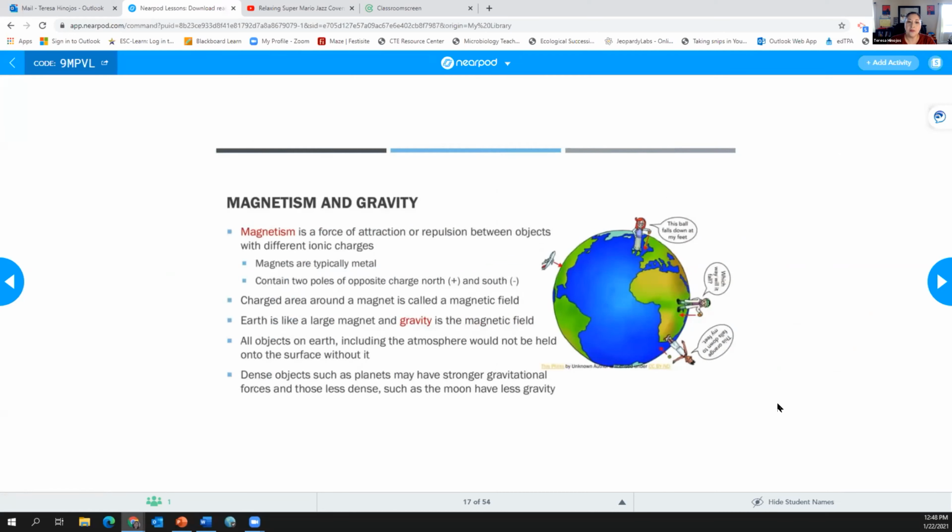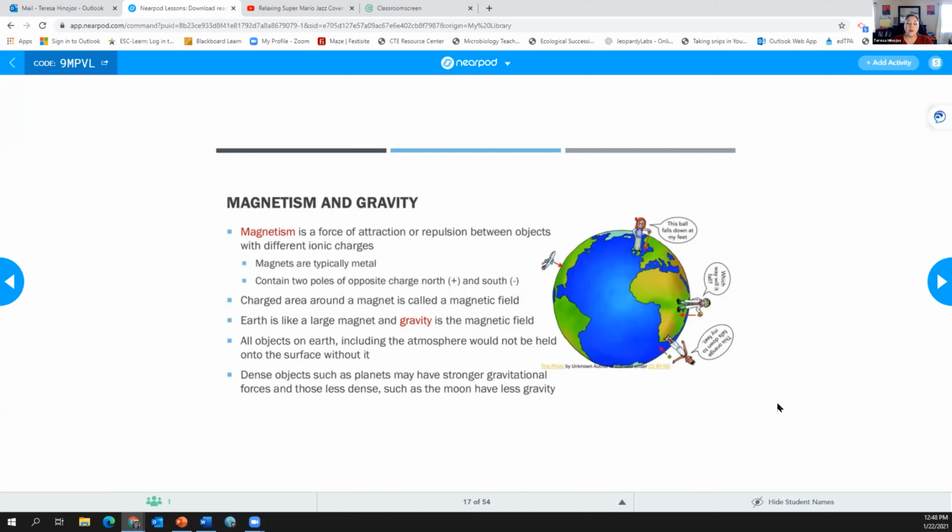When it comes to magnetism, it's a force of attraction or repulsion between objects based on their charges. There's ionic charges, and magnets are typically metal, and they have two opposite poles. Sometimes a magnet is U-shaped, but other times it's just a bar. One side's positive and one side is negative. We know that opposites attract, right? Positive is going to go to negative, but if I put two positives, they're going to repel. If I put two negatives, they're going to repel each other.